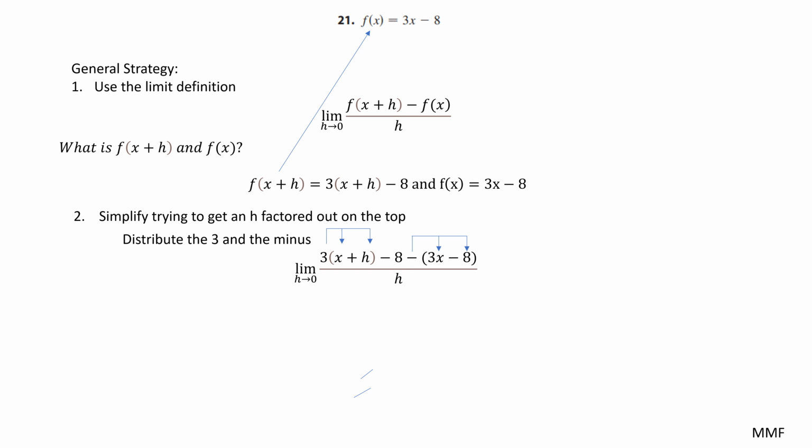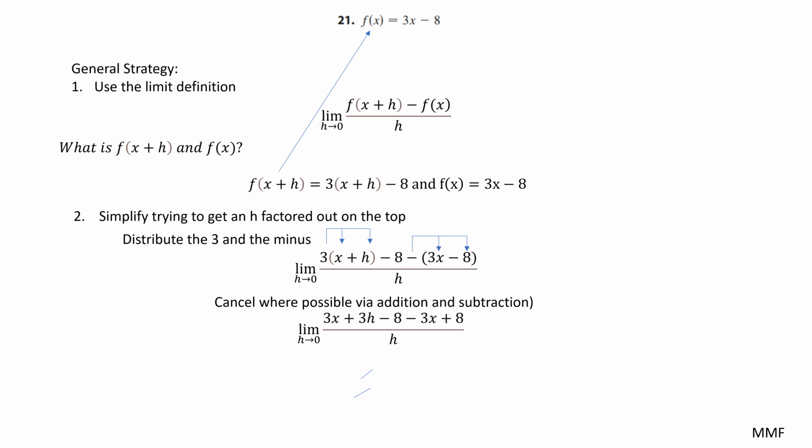To begin with, I'm going to distribute the 3 and the minus into the function, just because it makes things a little bit easier here. Okay? So we end up with 3x plus 3h minus 8 minus 3x plus 8. Now, one thing which you'll notice here right away is that you have a plus 3h, you have a plus 3x and a minus 3x, and you have a minus 8 and a plus 8.